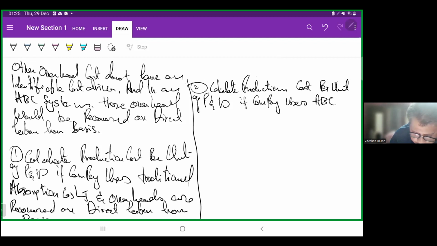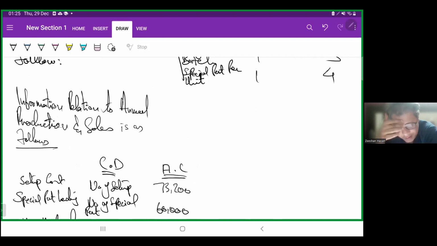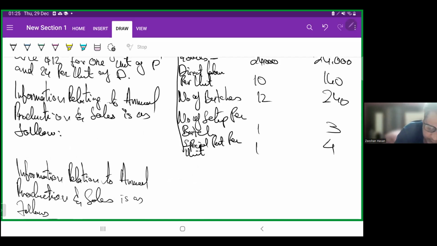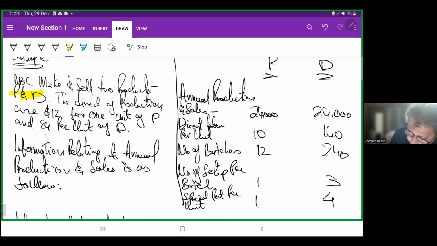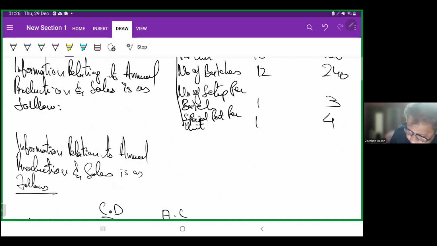Firstly, let us look at the example in detail. ABC makes and sells two products, P and D. The direct costs of production are $12 per unit of P and $24 per unit of D. Information relating to the annual production and sales is as follows. Annual production and sales are 24,000 and 24,000. Direct labor per unit 1 and 1.5. Number of batches 12 and 240. Number of setups per batch is 1 and 3. Special parts per unit 1 and 4.